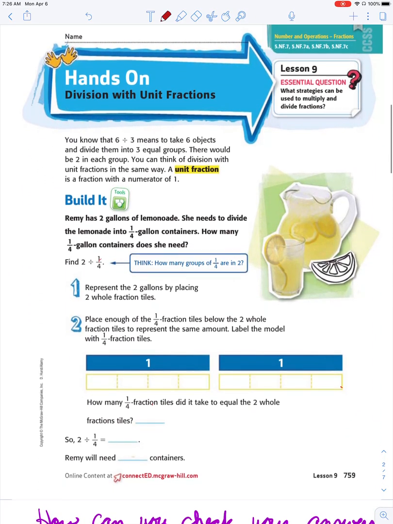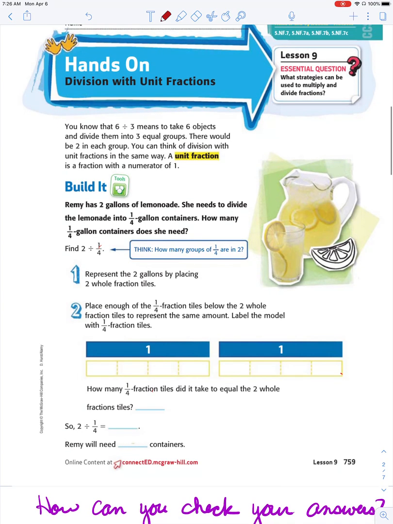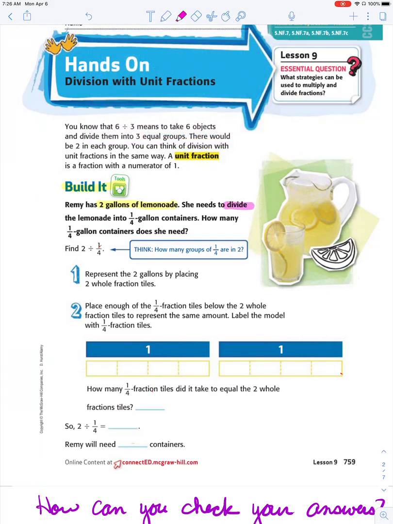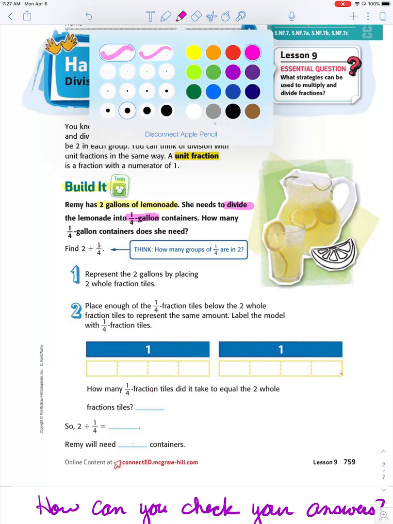All right, let's look at a word problem that deals with this same idea of how to divide fractions. In our word problem here, Remy has 2 gallons of lemonade. She needs to divide the lemonade into 1/4 gallon containers. How many 1/4 gallon containers does she need? So what we need to do is identify some key parts. One, she has 2 gallons of lemonade. And the second key part is that she's going to divide, so it's very clear that we're doing division, the lemonade into 1/4 containers.